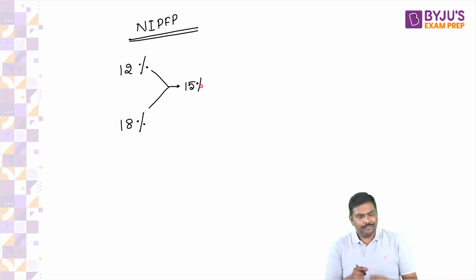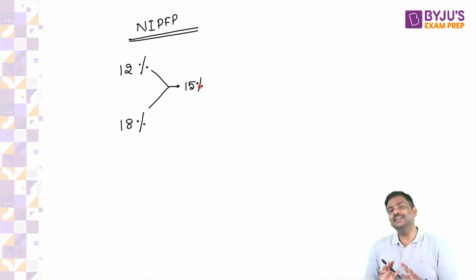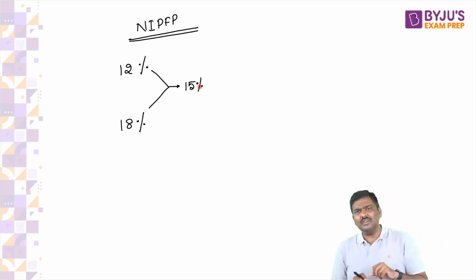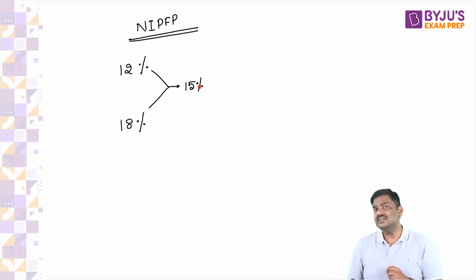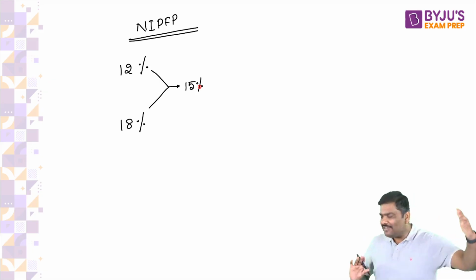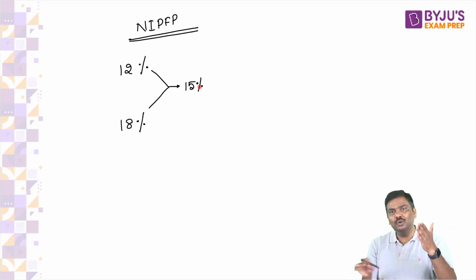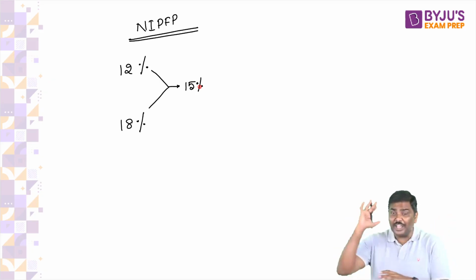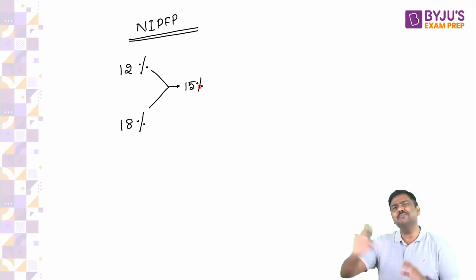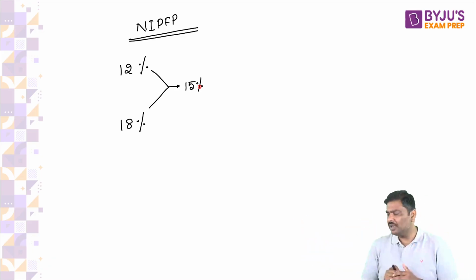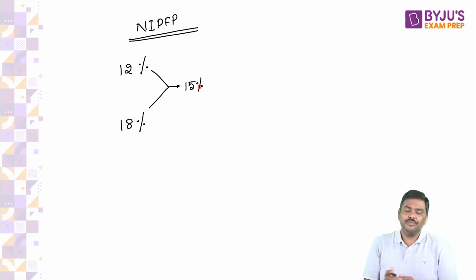Why don't we make it 15%? And many of you looking at this number will say, yes, it makes perfect sense. 12 and 18, I will add them, divide by 2, I will get the middle point, 15%. But there is one big problem, very, very big problem. What is the big problem here?